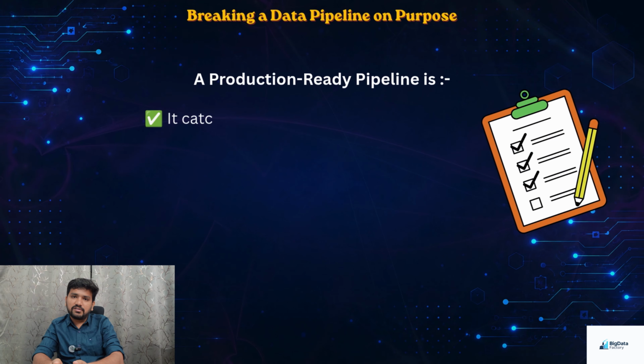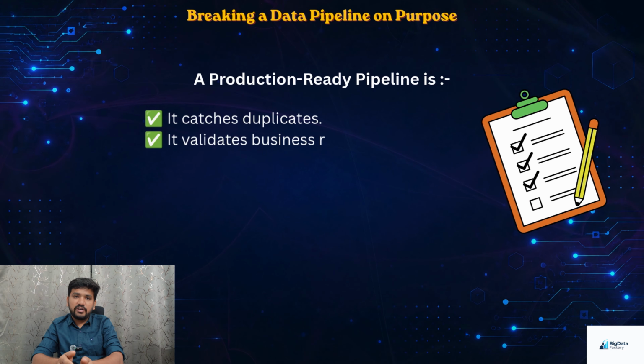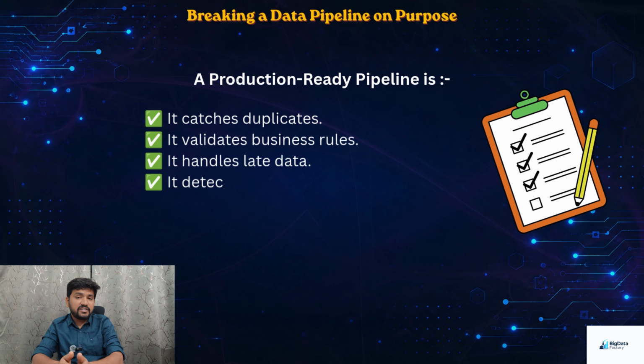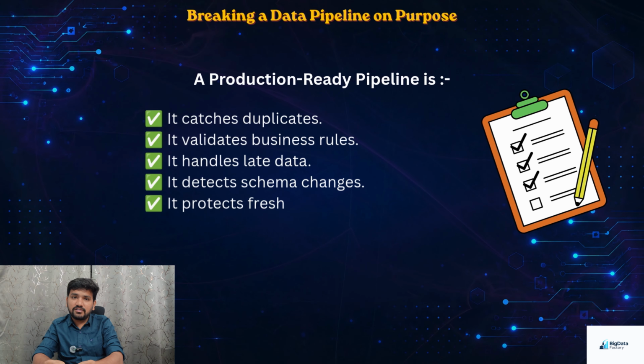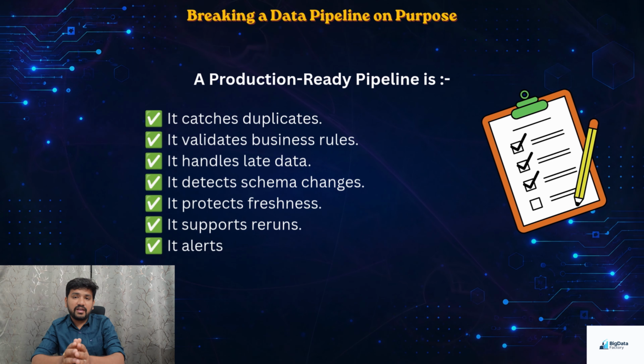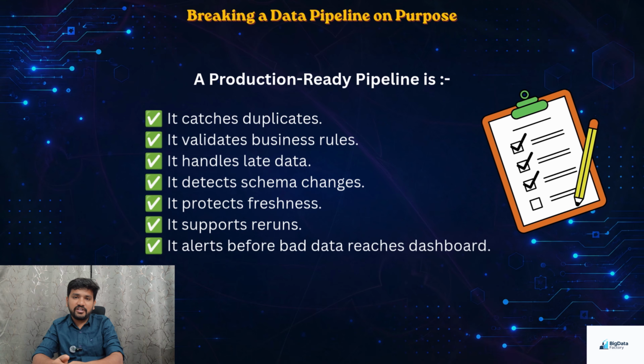The main lesson is this: a pipeline that works on clean data is not production ready. A production ready pipeline is one that knows how to fail safely. It catches duplicates. It validates business rules. It handles late data. It detects schema changes. It protects freshness. It supports reruns. And it alerts before bad data reaches the dashboard. So the next time you build a data engineering project, do not only ask, does the pipeline run? Ask, what happens when the data is wrong? This is where real data engineering begins.